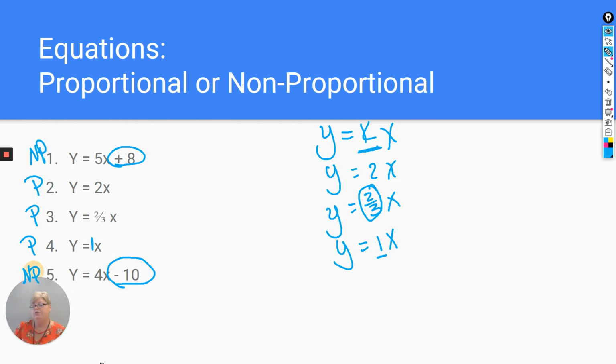So we have gone through graphs and tables, story problems, to see if you could understand whether it was proportional or not proportional.